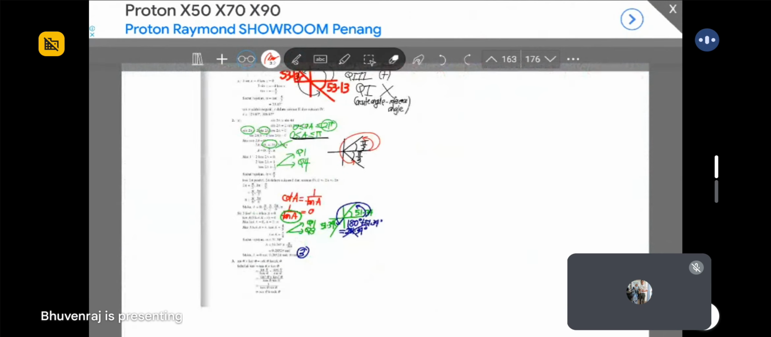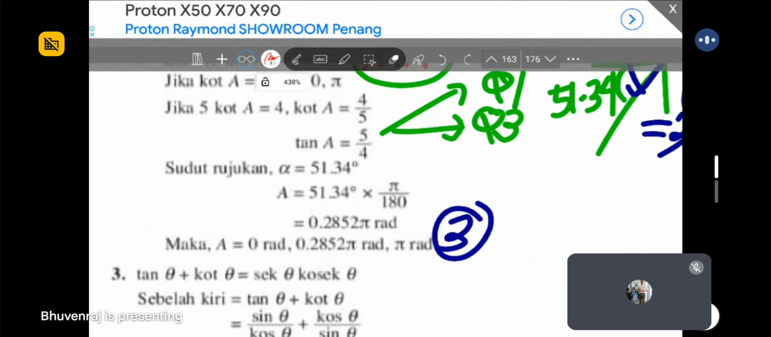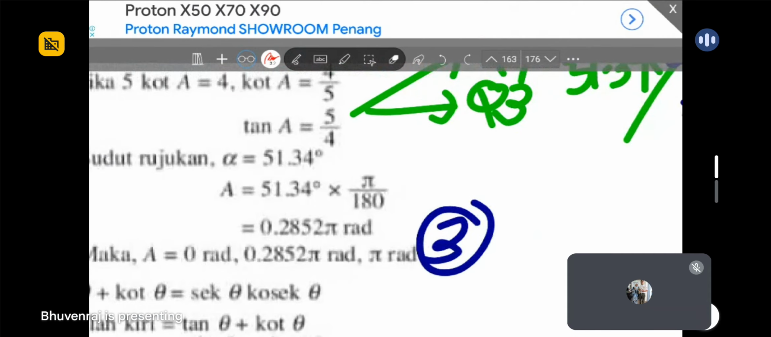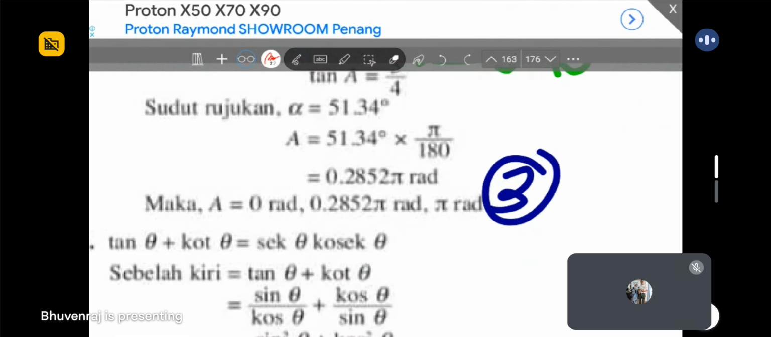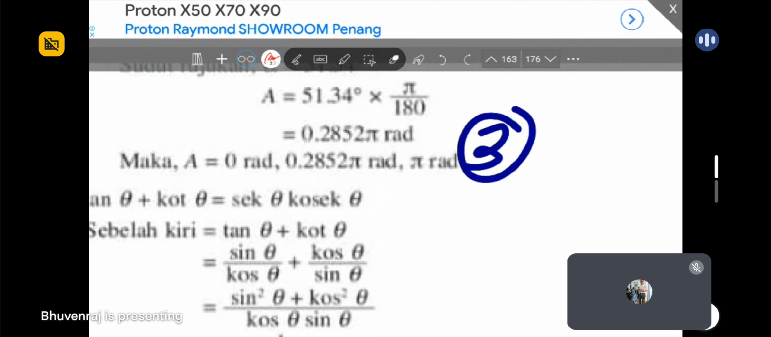Macam mana ubah? Okay, so you guys can think and see. Okay, so tangent theta, you all know the formula. Basic sine theta over cos theta. And cotangent theta equal to cos theta over sine theta. So you can write like this. Boleh tulis macam ni. Okay, so now whenever you see two separate fractions, dua pecahan berasingan, kamu boleh gabungkan dia. You can combine both of these to become a single fraction, pecahan tunggal. Okay, so you will get like this.